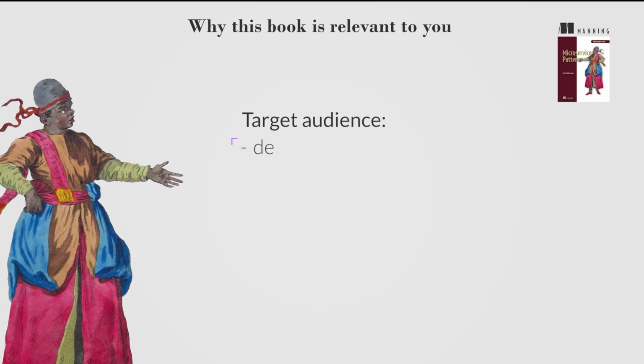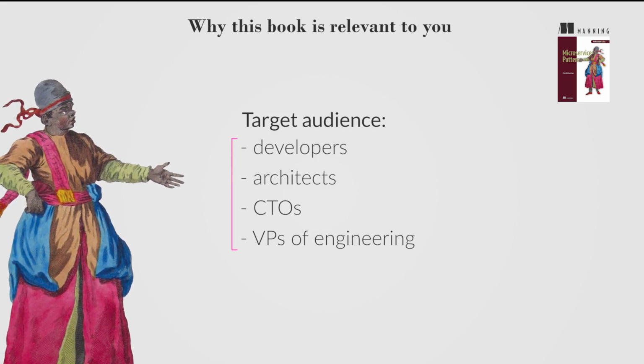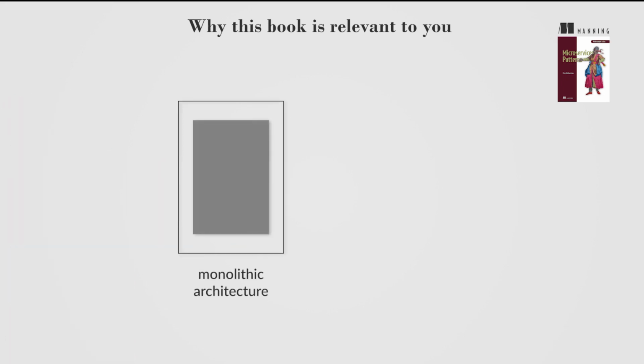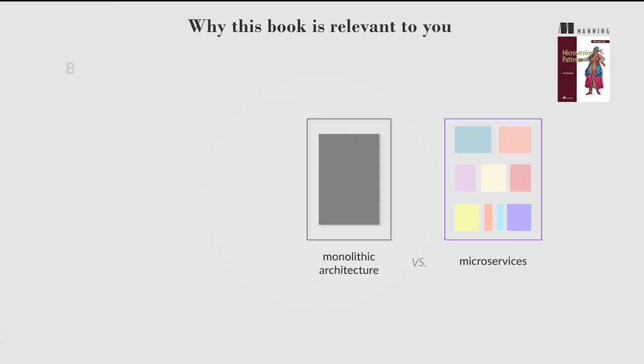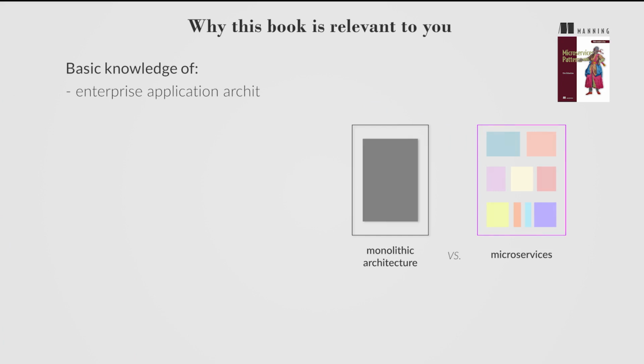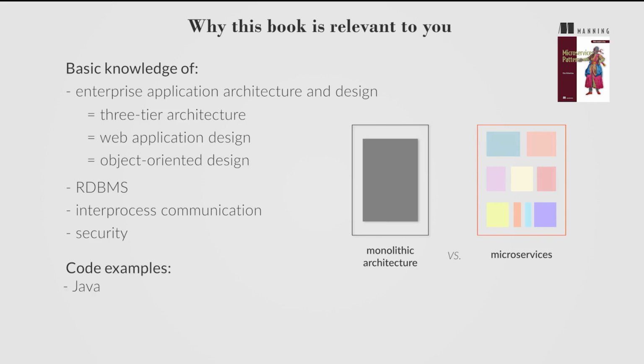This book is aimed at developers, architects, CTOs, and VPs of engineering looking to avoid or escape monolithic architecture. It simplifies microservice concepts, irrespective of your technology stack. Basic knowledge of enterprise application architecture and design, including three-tier architecture, web application design, object-oriented design, RDBMS, interprocess communication, and security, is required. Code examples use Java and the Spring framework.